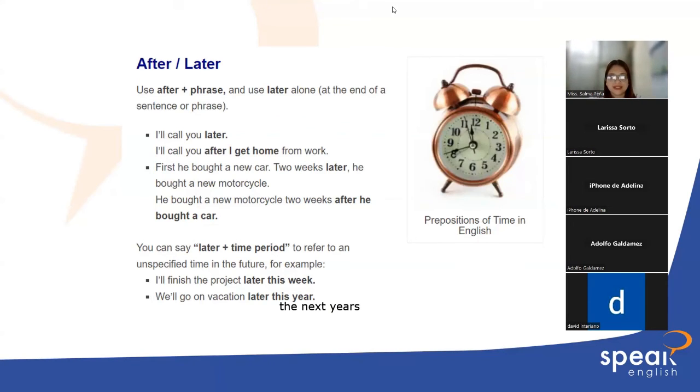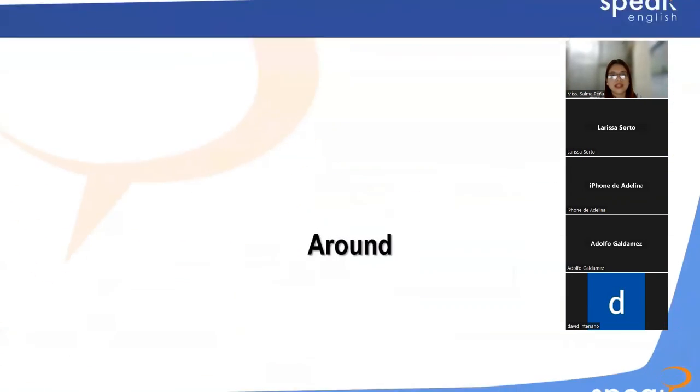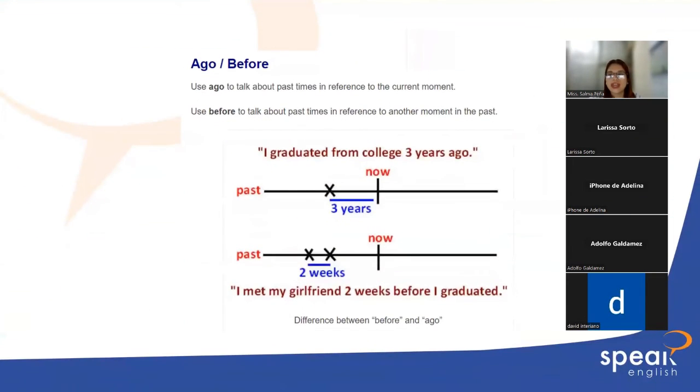Mm-hmm. Okay. Perfect. Now, let's see the next one. And that would be the last one. That is before and, sorry, ago and before. Okay. What happened with ago and before? We use ago to talk about past times in reference to the current moment, a past time in reference to the current moment. And you use before to talk about past times in reference to another moment in the past. For example, if you say, I graduated from college 3 years ago.